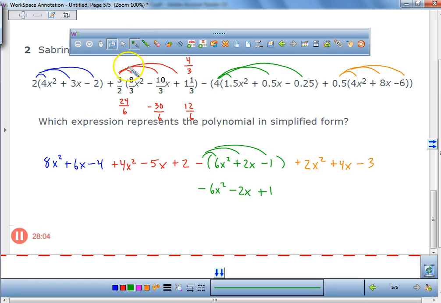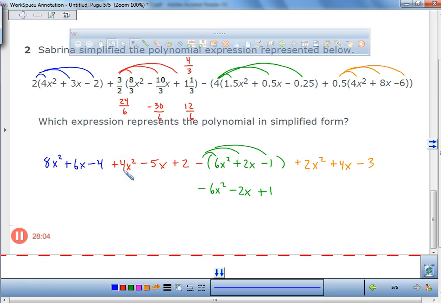All right, so check this out. What we have to do is we really got to focus in on the x squared. So I'm going to do my final answer in blue. What is 8x squared plus 4x squared? 12x squared. 12x squared minus 6x squared is 6x squared, and 6x squared plus 2x squared is a total of 8x squareds. Okay? Here we go. 6x minus 5x is 1x. 1x minus 2x is a negative x. Negative x plus 4x is a total of 3 x's.